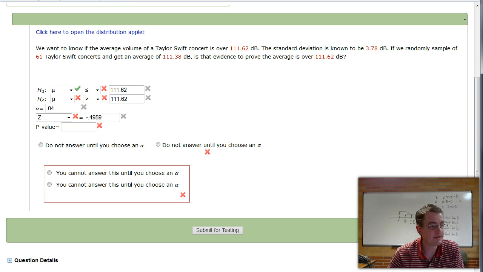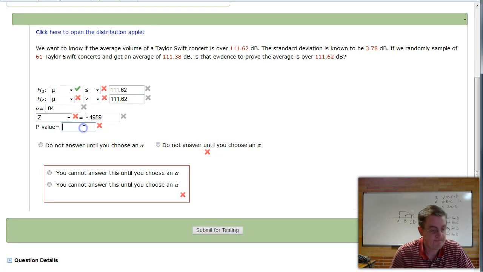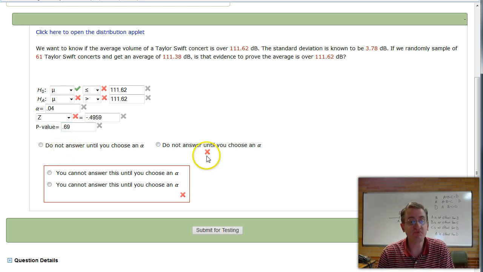My p-value, I already forgot because I closed my window and I was talking too much, monologuing like a villain. 0.69. And now look, do not answer until you choose alpha. Well, what's the right answer? I can't do this. Yes, that's on purpose. It's locked.